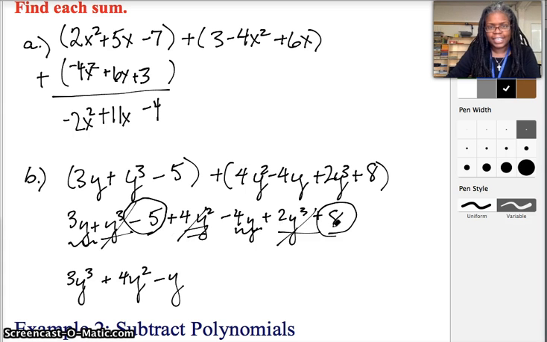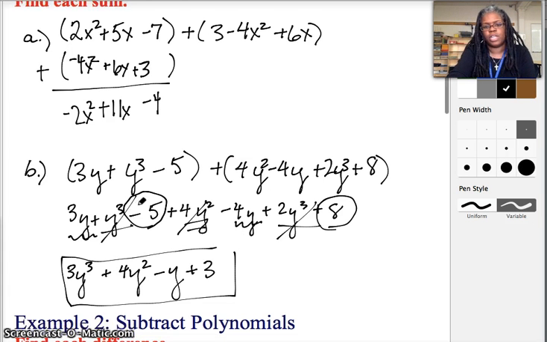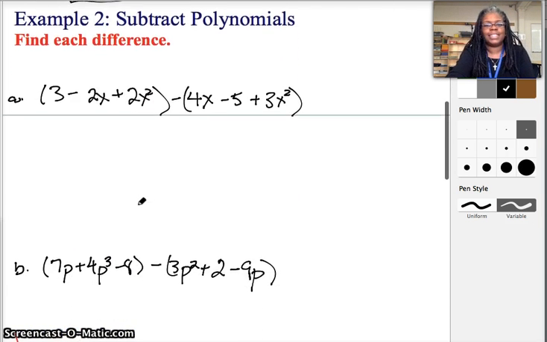And then finally, I got my constants. Negative 5 plus a positive 8 gives me a positive 3. And that's it. Again, I could have lined these up, organized them in a different way. But that's really all there is. You've seen this before. I know you have. All right, so let's look at subtracting polynomials.